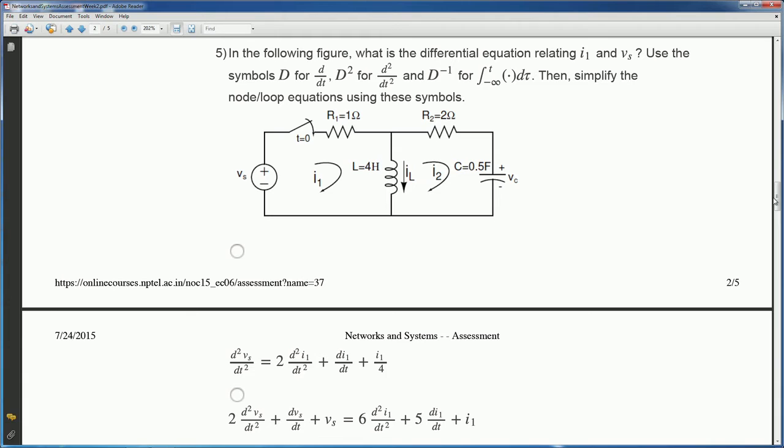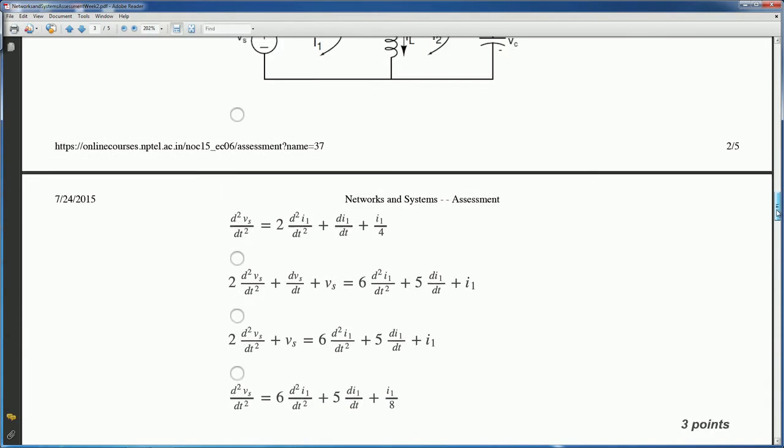It is possible you have to write down the equations, and there is a hint that has been given. Use some symbols for d by dt, d square by dt squared, and then d inverse for the integration, and you simplify, you will get to the answer. I am not saying it is very hard, but nevertheless the algebra involved is a bit intense. So, you write 2 loop equations and solve it, you will get to the answer. Okay. So, this is a slightly more difficult problem. It carries 3 points.